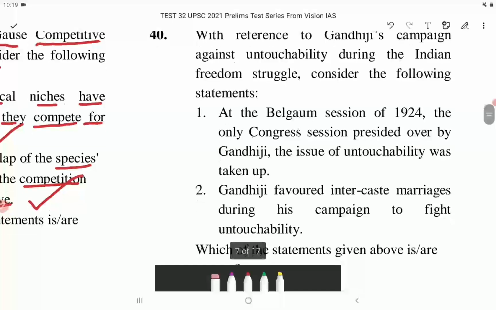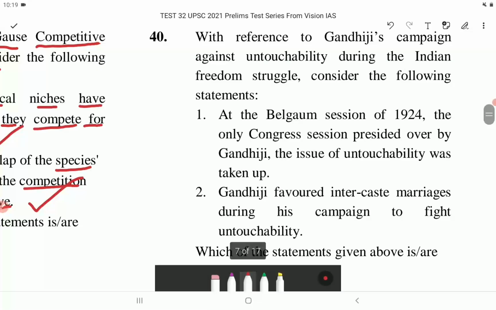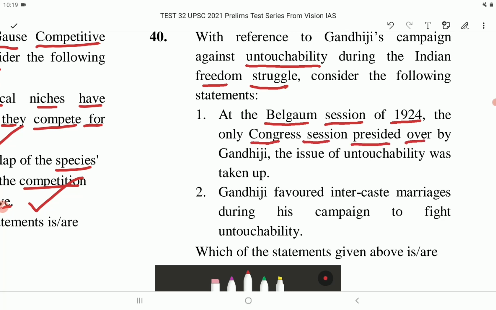With reference to Gandhiji's campaign against untouchability during the Indian freedom struggle, consider the following statements. Statement 1. At the Belgaum session of 1924, the only Congress session presided over by Gandhiji, the issue of untouchability was taken up. This is correct. Yes, the issue of untouchability was taken up.